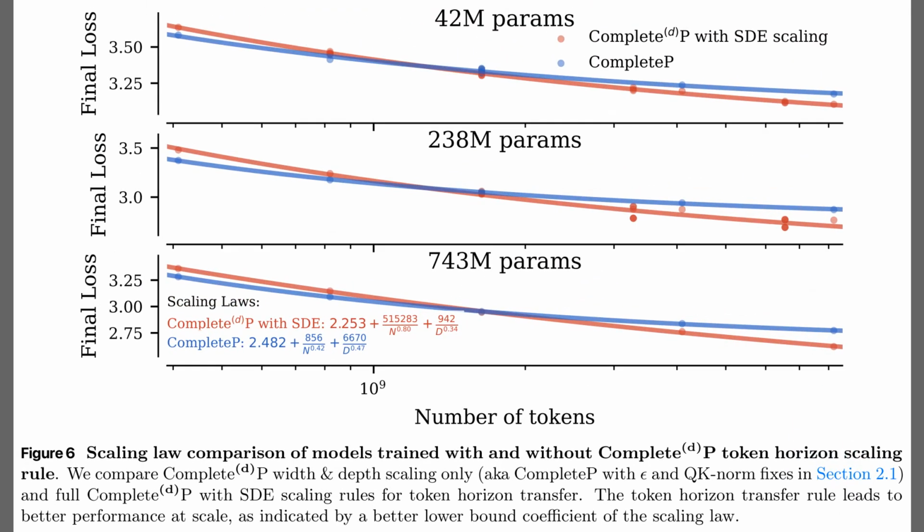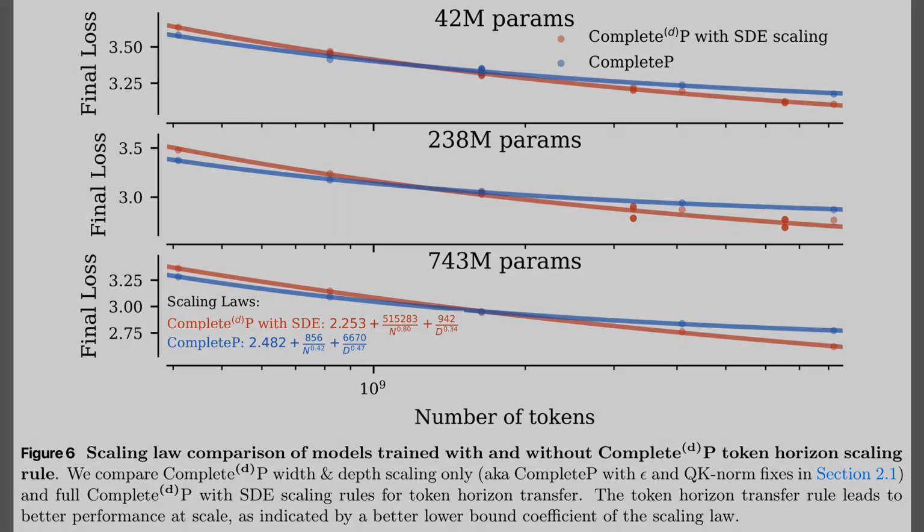So, while Figure 5 confirmed the parameter alignment, Figure 6 demonstrates the resulting performance gains. These charts show scaling laws for 3 model sizes, plotting the final loss as the number of training tokens increases. The blue curves use the baseline method, which scales only width and depth, while the red curves apply the full complete DP framework with SDE scaling. In the top panel, the difference is subtle, but look at the bottom panel for the 743 million parameter model. Here, the red curve is distinctly lower, and the equations on the left confirm a better scaling coefficient, proving that the method yields superior asymptotic performance.